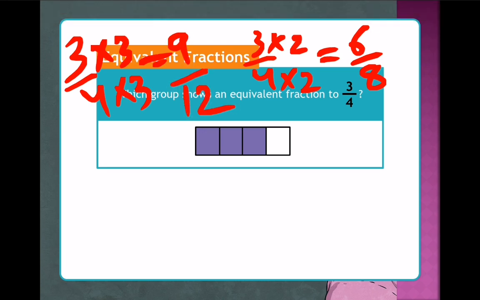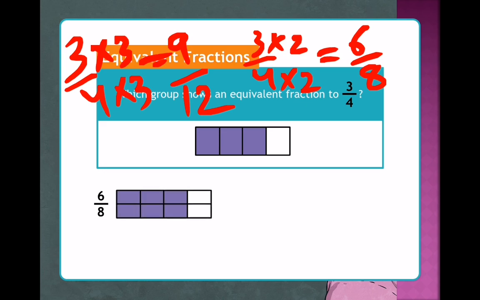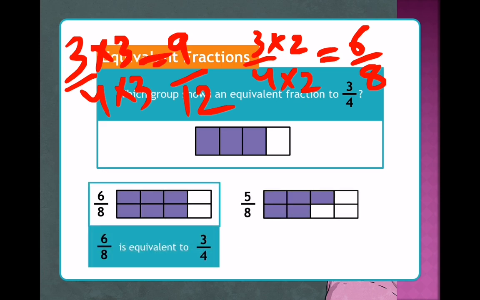Let's see our example. What do we have? We have 6 over 8. We have 5 over 8. So which one is equivalent? For sure 6 over 8, because the 3 cannot become 5 through multiplication or even through division. It cannot be equal to 3 over 4.